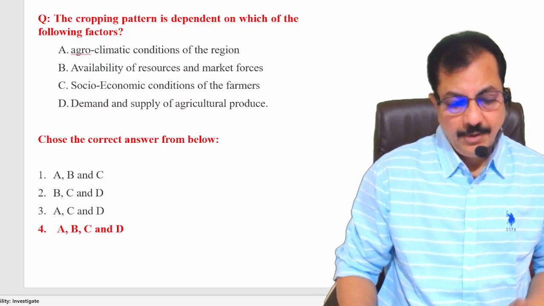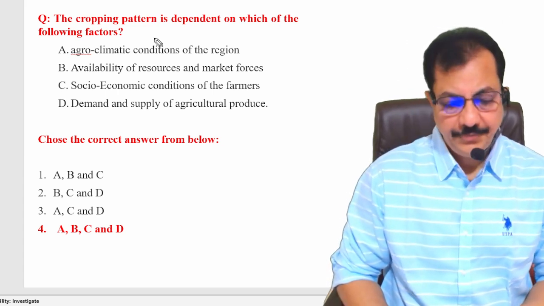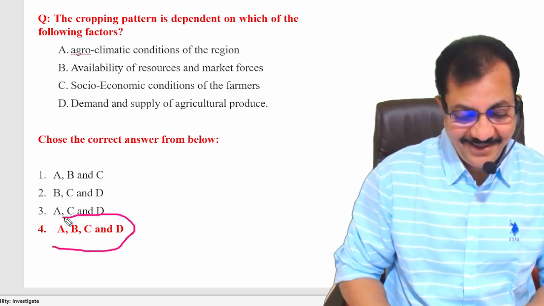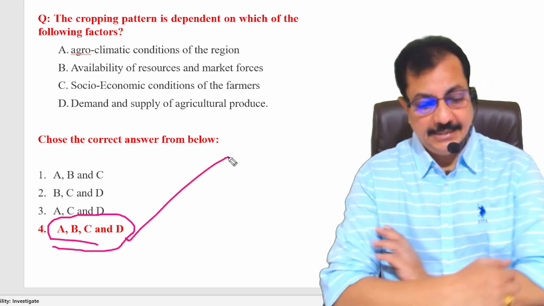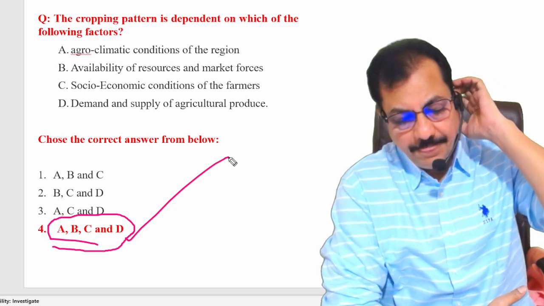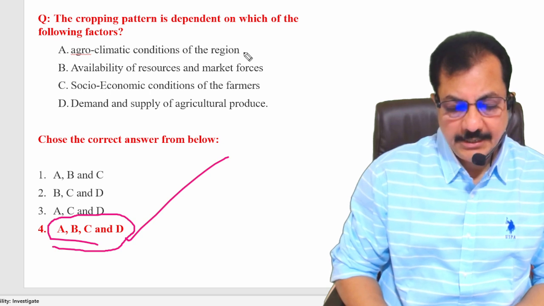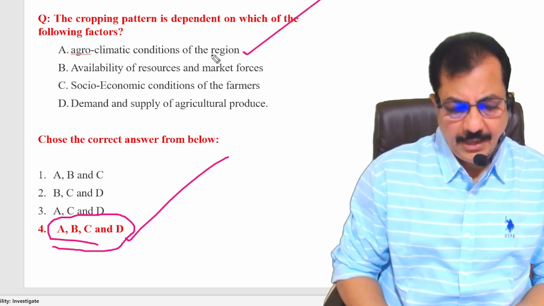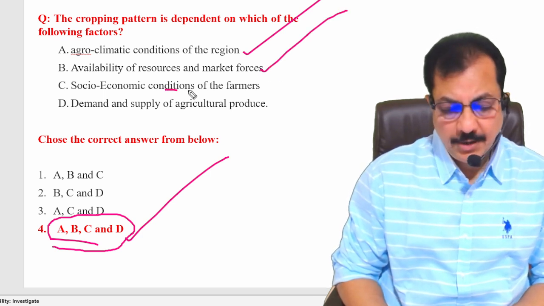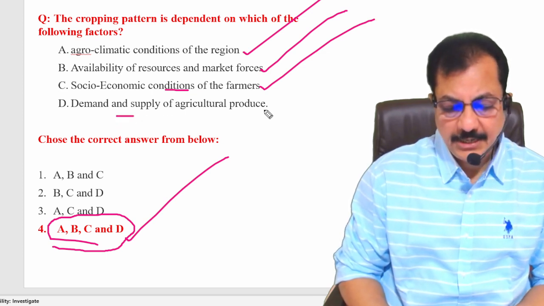Now you have a question, right? Whatever we have learnt, that we can see in the form of a question. The cropping pattern, I have given the answer here already, but please read this. The cropping pattern is dependent on which of the following factors? First one, agroclimatic conditions of the region. Agreed, right? Availability of resources and market forces. That is also agreed. Socio-economic conditions of the farmers. Demand and supply of agricultural produce.